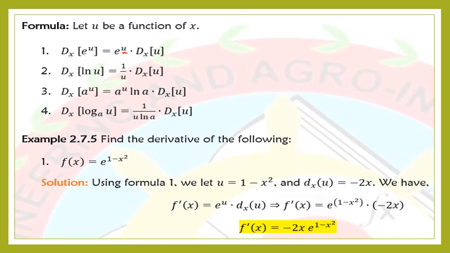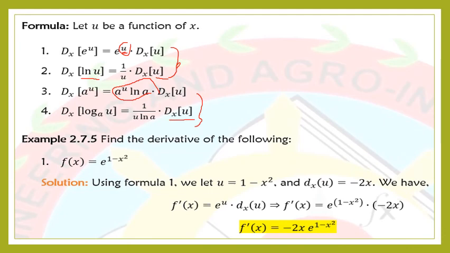So, dito sa formula natin, ang derivative ni e to the u is equal to e to the u times the derivative of the function u. And then, derivative of ln of u is equal to 1 over u times the derivative of u. Okay. And then, derivative of a to the u is equal to a to the power of u times the ln of a. Okay. Ito yung sa theorem 2.7.4. Ito naman is yung sa theorem 2.7.2. Okay. Times the derivative of u. And then, the last one is the derivative of log of u with the base a is equal to 1 over u times the ln of a multiplied by the derivative of u.